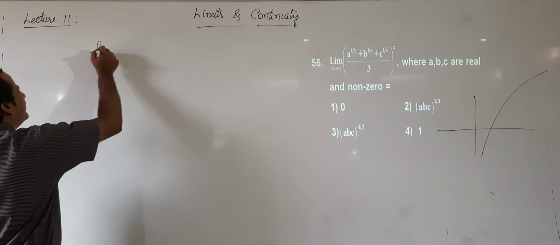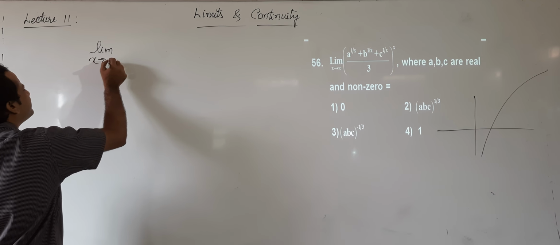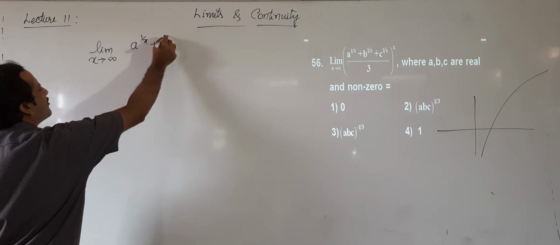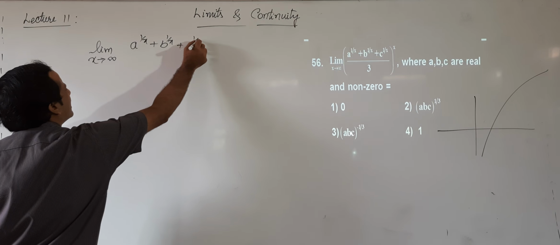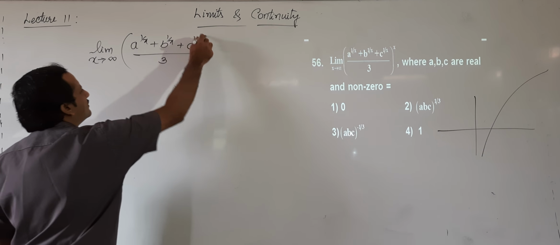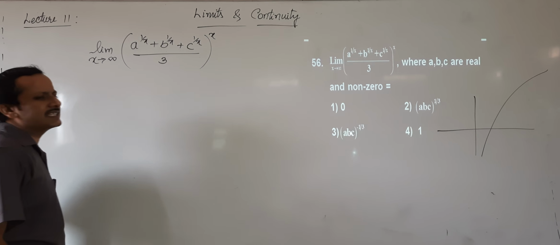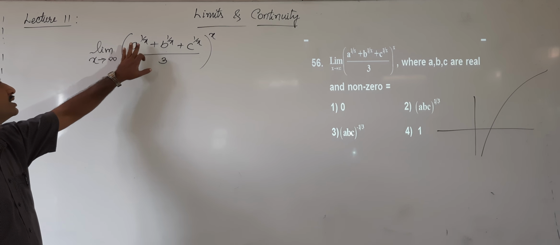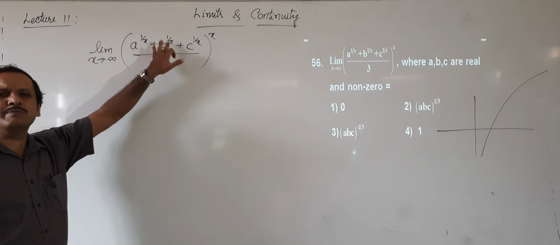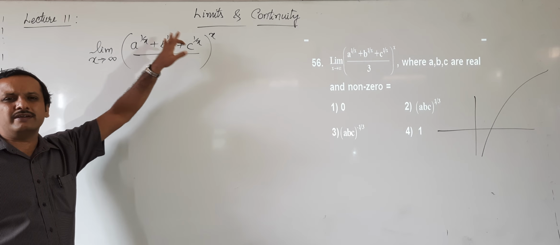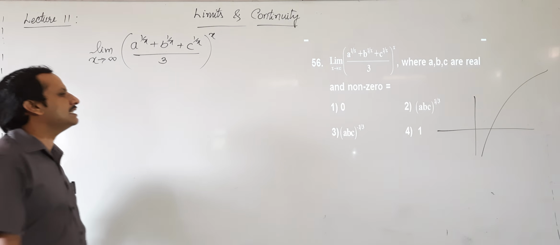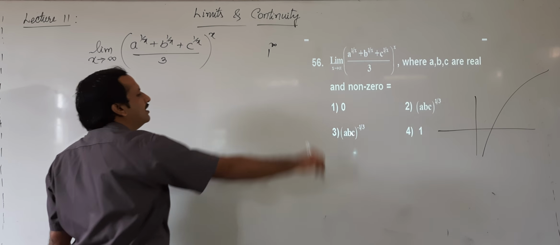We have limit x tends to infinity, ((a^(1/x) + b^(1/x) + c^(1/x))/3)^x. As x tends to infinity, what happens to this? When x approaches infinity, 1/x will tend to 0. So a^0, here also b^0, that is 1. c^0, 1. 1 plus 1 plus 1, 3. 3 by 3, 1 power infinity. So this is of the form 1 power infinity.